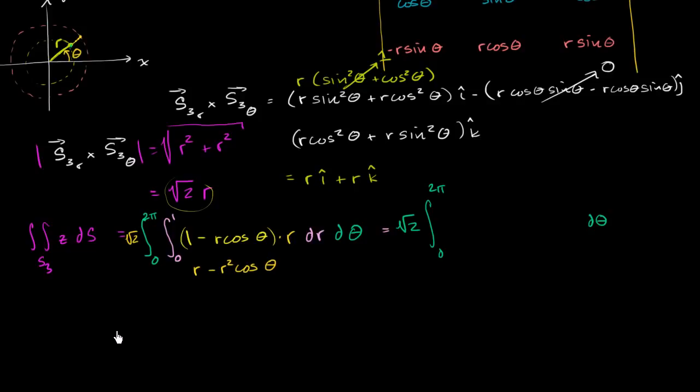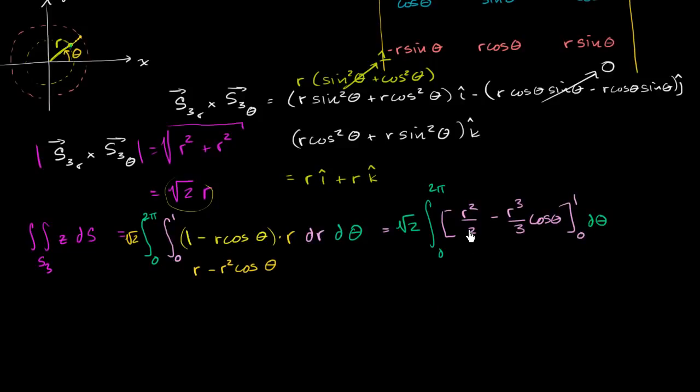cosine of theta. Now we're going to integrate with respect to r. When we integrate with respect to r, cosine of theta is just a constant. So if you integrate this with respect to r, the antiderivative of r is r squared over 2, and the antiderivative of r squared is r cubed over 3, so minus r cubed over 3 cosine theta. This is just a constant. And we're going to evaluate that from 0 to 1.